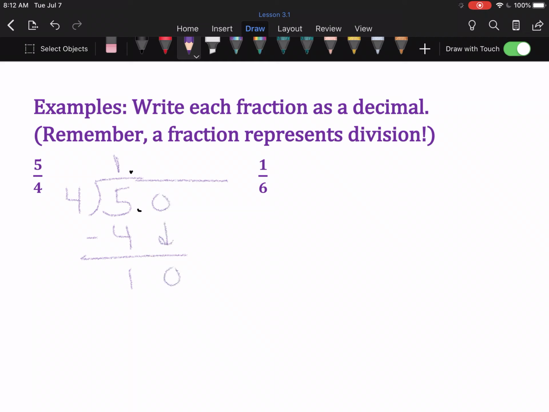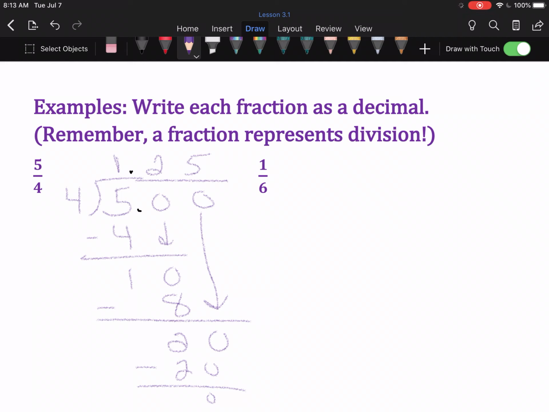4 goes into 10 twice. 2 times 4 is 8. We will subtract again. Add another 0 and drop it, because I'm not allowed to have a remainder. And 4 goes into 20 5 times perfectly. I now have 0, so 5/4 is 1.25.